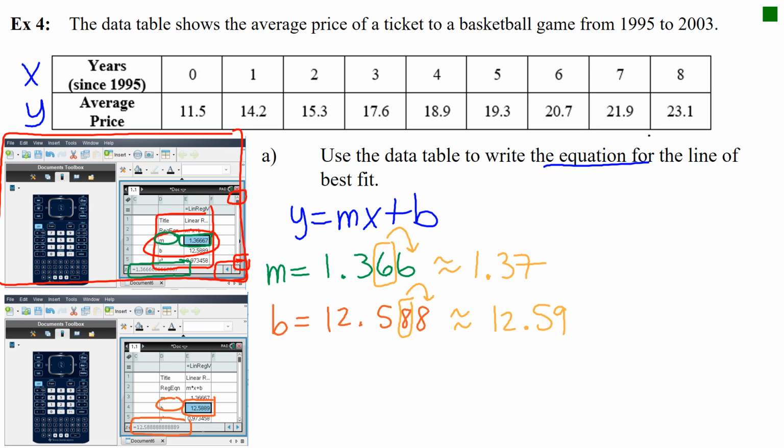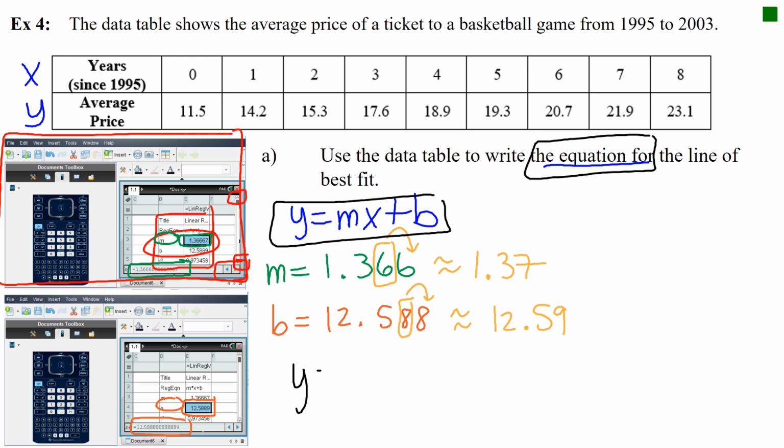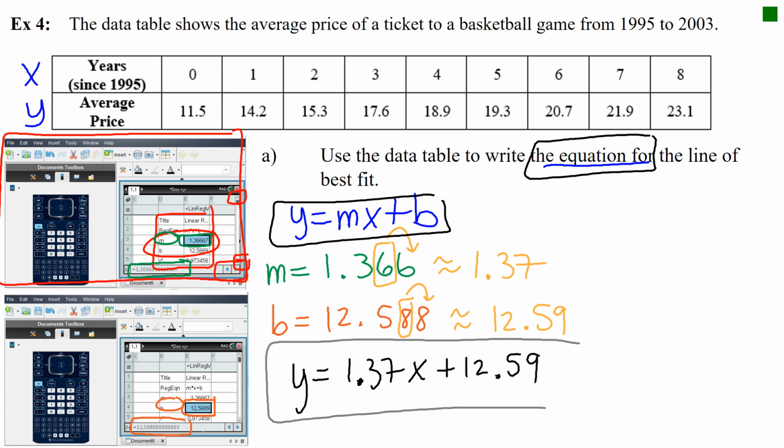We now have slope and y-intercept. We can go ahead and write the equation as y equals mx plus b. So we have y equals m, which was 1.37. Bring down the x. Our y-intercept plus 12.59. So our final answer for part A is y equals 1.37x plus 12.59.